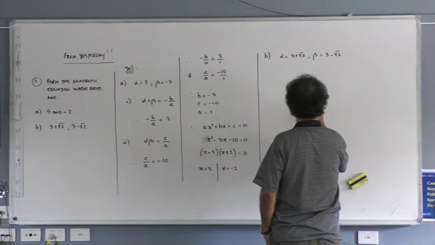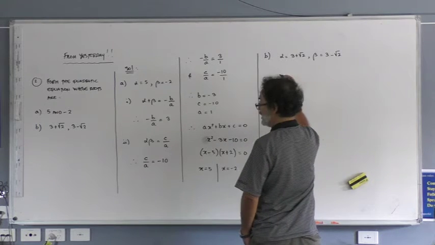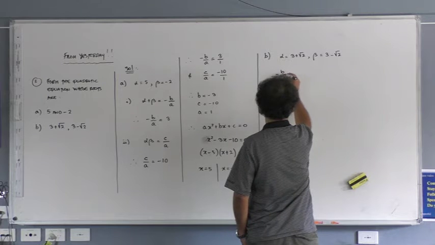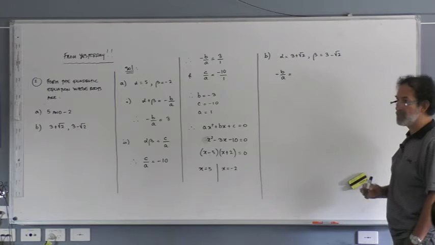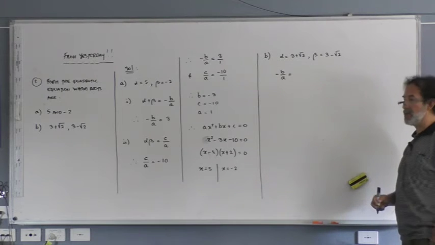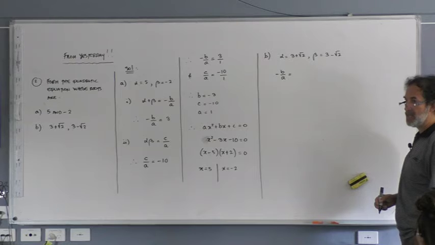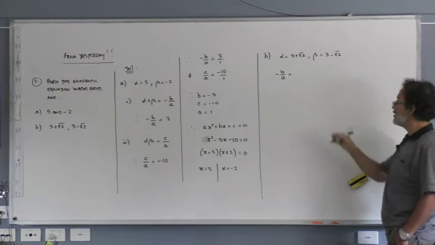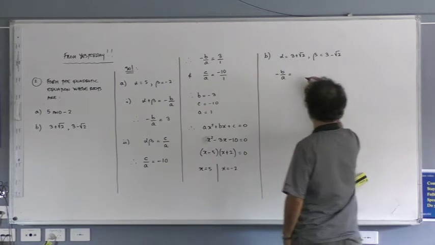All right, and then we're going to do this straight away. We're going to say minus B on A, which is the sum of these two things. So we're going to add them together, and you can see that when you add alpha and beta, the answer is going to be 6, because we're adding this and this.